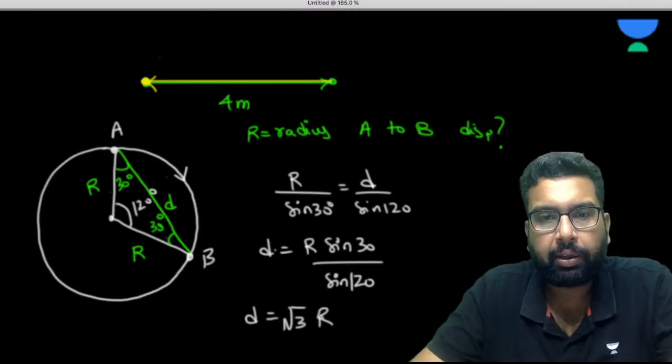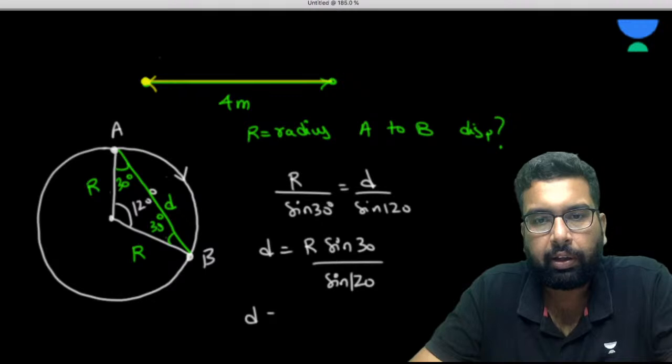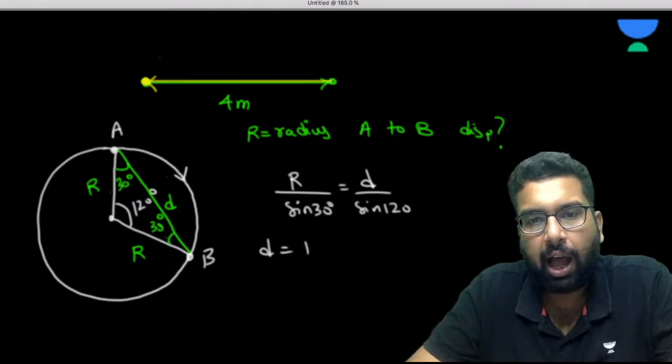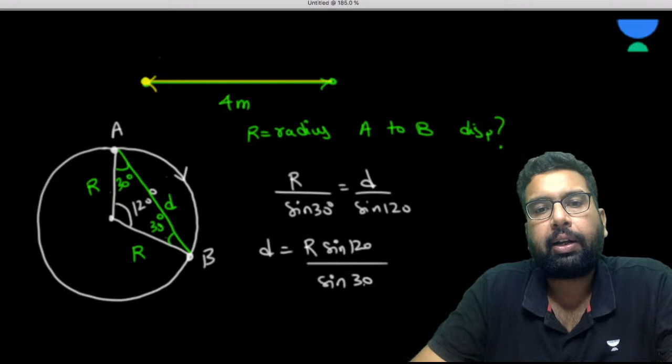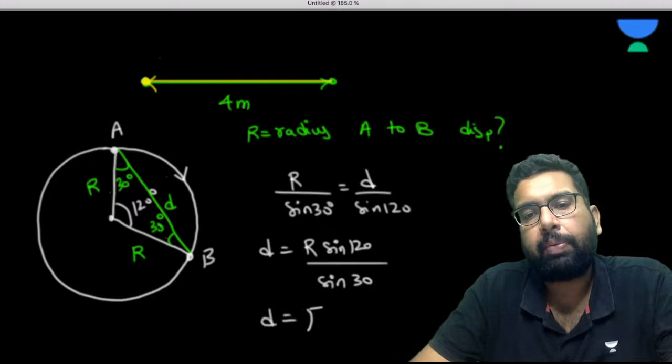Oh my goodness. Just one moment. So that is why I was thinking there is some mistake. See, this is r sine 120. Sorry, my bad. Sine 120 upon sine 30. So this is then going to become root 3 by r. Right? My bad.